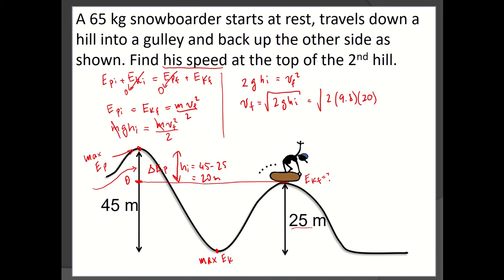In this case 20 has the least number of significant figures, so this should be 2 sig figs. So I should include a decimal point right there, which means that in my calculation, I should end up with 3 sig figs in the final answer. So when you do the multiplication and take the square root, you end up with 20.0 meters per second. So that's going to be the final speed at this second hill.